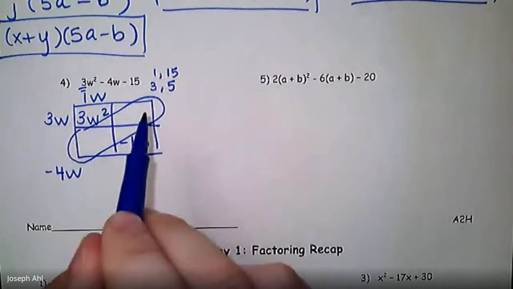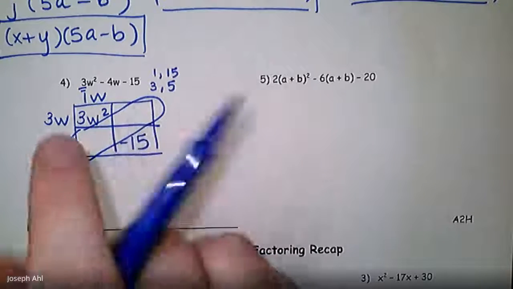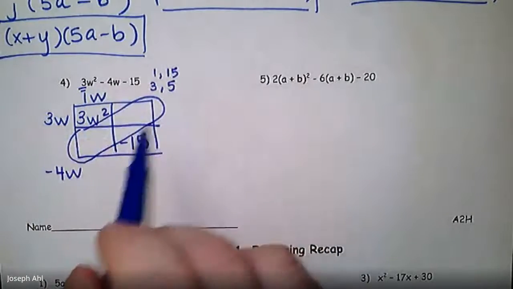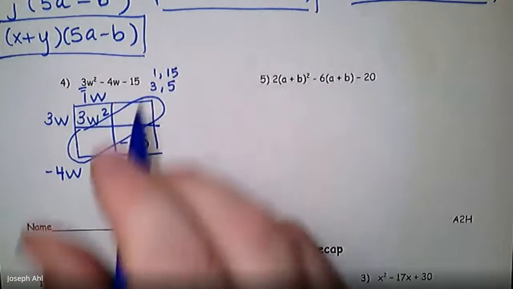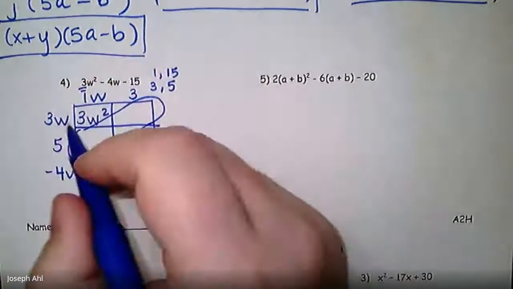If I put a 3 here, this product is 9w. If I had put the 5 up here, then this product would have been 15w. So it makes a big difference as to where we place the 3 and the 5. But actually, I think I kind of like the 3 up here and then the 5 down here. Because look at what happens.